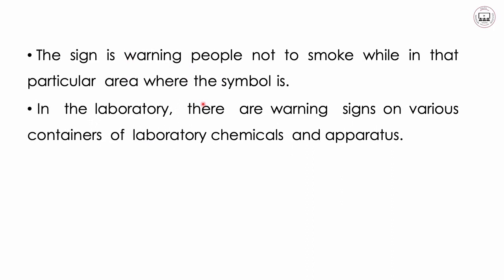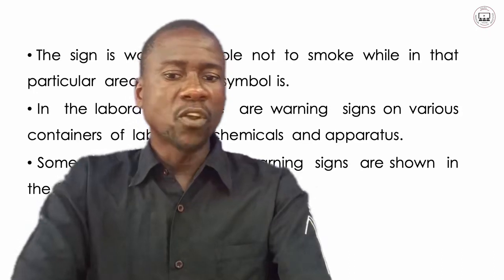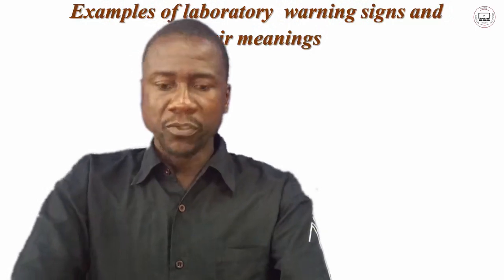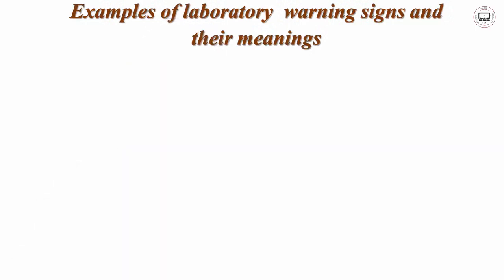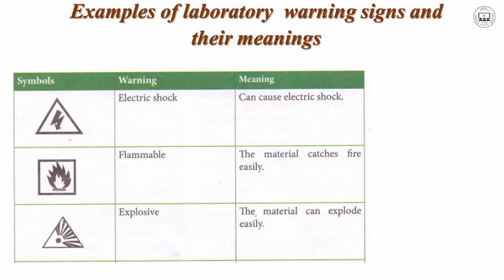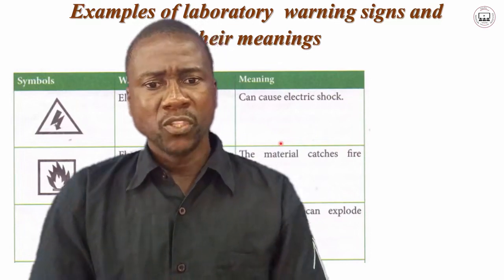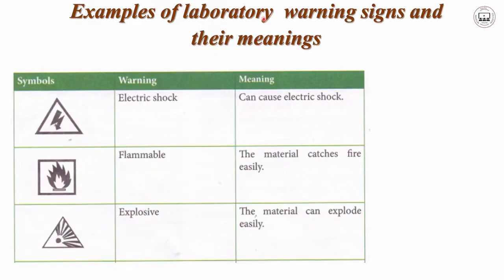In the laboratory, that is not the only symbol. There are also warning signs on various containers of laboratory chemicals and apparatus. You may find some of these common laboratory warning signs as shown in the table below. So these are examples of warning signs and their meanings. It is important that the meanings are also given to you, which means as you study them, you will also know what they mean if you see them in the laboratory. Here at the far end, we have their meanings.